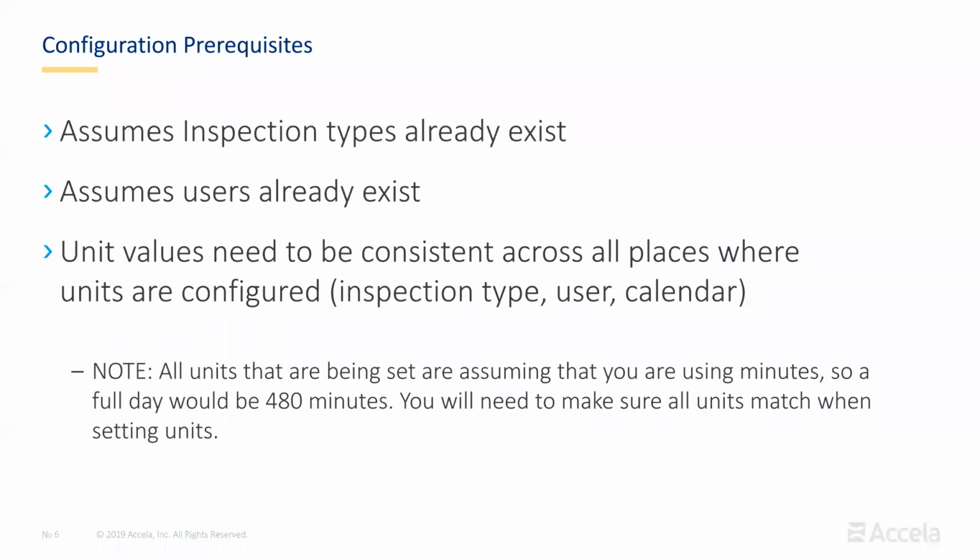Some of the assumptions and prerequisites that I'm not going to cover are inspection types. They should already exist. I'm assuming that users already exist and that people have created users. And then unit values need to be consistent across all places where units are configured. What that means is if you're assuming an 8-hour day has 480 minutes in it, and that's what you set for your inspector for the daily inspection units, when you set up the calendar, you'll also need to do that in minutes. If you set up 8 hours, you'll need to set it up as hours on the calendar. I just wanted to make sure everyone understood that, and I'm going to cover it again, but it's a place where a lot of people get tripped up. So I thought I would start with that.